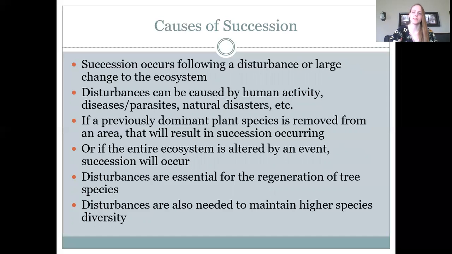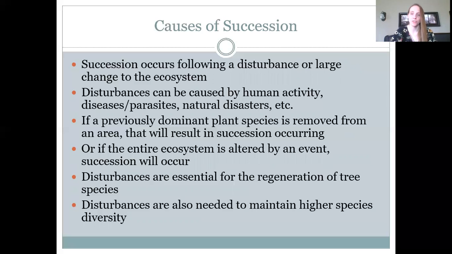If a previously dominant plant species is removed from the area, then you're definitely going to get succession happening. So like I said, that plant could be removed because we've cut it down for timber. It could be removed because it was infected by a parasite and it died, or it could have been wiped out by some sort of natural disaster. Like, again, a fire or something. If the entire ecosystem has been altered, that could also be succession that's happening.